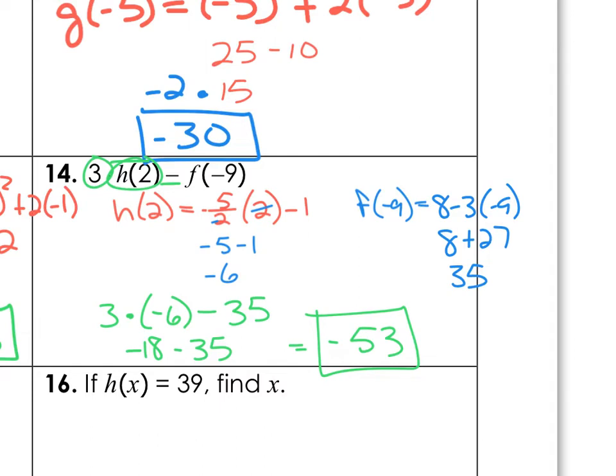You're going to have to figure out what the functions are first. Evaluate the functions. H of 2, what is that? Well, that was negative 6. Well, it was 3 times negative 6. Okay? And then subtracting whatever f of 9 is. Well, f of 9 is 35. And so when you do all of that, you end up getting a negative 53.